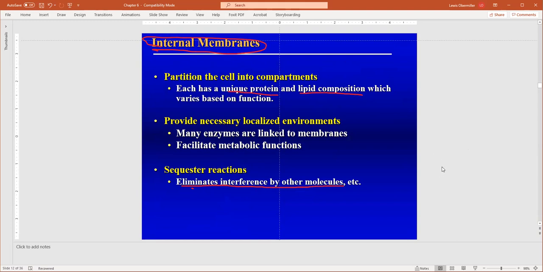We can prevent certain molecules from interfering. So like a DNase would chop up DNA, and that would be in the lysosome. But you wouldn't want that in the nucleus because it would chop up your own DNA. And it also provides localized environments. Maybe the pH of the lysosome is 5, where the rest of the cell is 7.3. So it's kind of like your house. If you didn't have walls around your house, you couldn't have it at a different temperature than the outside.